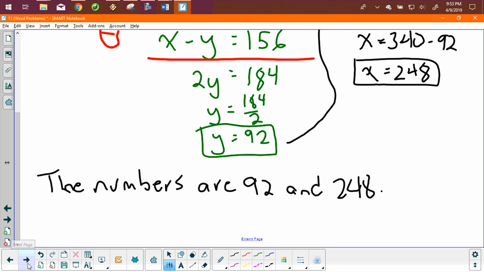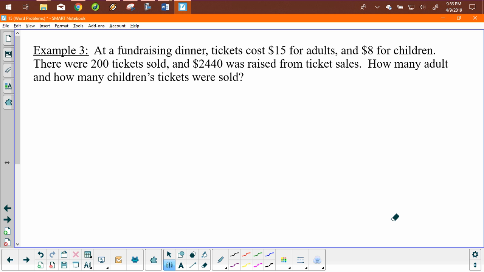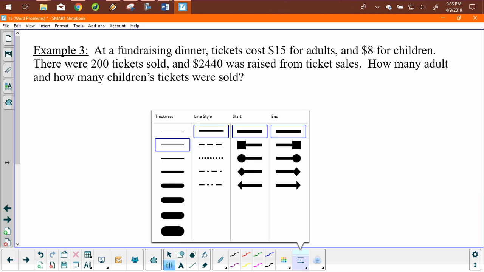On to problem 3. At a fundraising dinner, tickets cost $15 for adults and $8 for children. There are 200 tickets sold, and $2,440 was raised from the tickets. How many adult and how many children's tickets are sold? This is an interesting one because of the information we have. The two things we are trying to figure out are adult tickets and children tickets. So that's the two variables that I need.